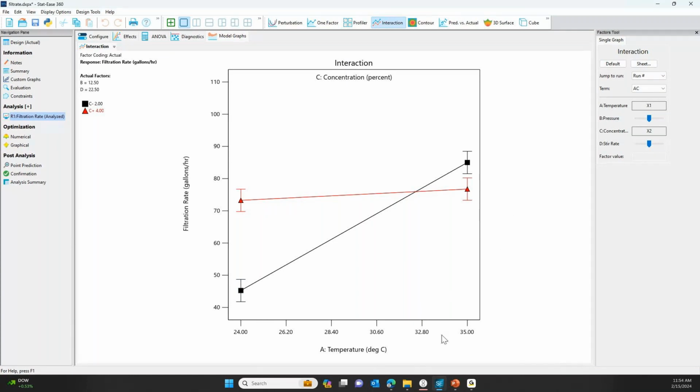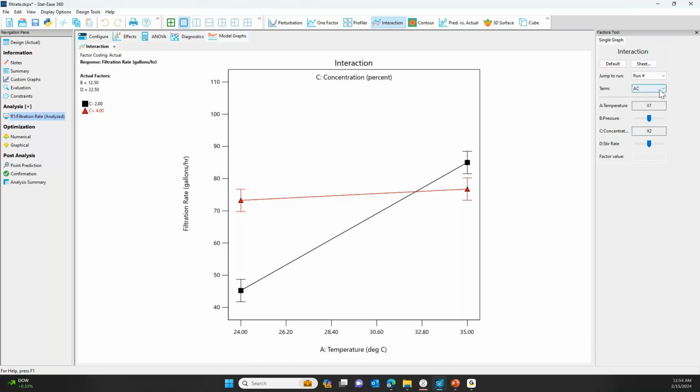At the high temperature, though, look at this. We have a situation where the low concentration, the 2%, is giving a pretty good filtration rate. So there's hope in this case study, because it turns out that maybe we can get a high filtration rate with a low concentration, the black line. Okay, so that's encouraging. So let's remember that we like the 2% concentration.